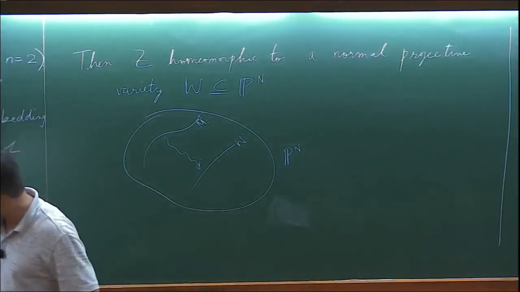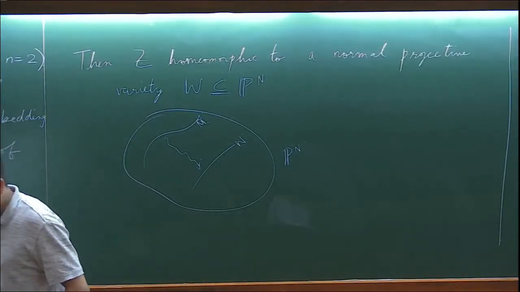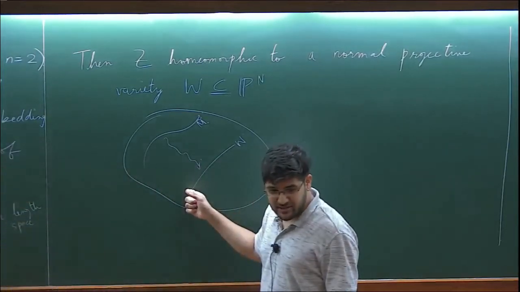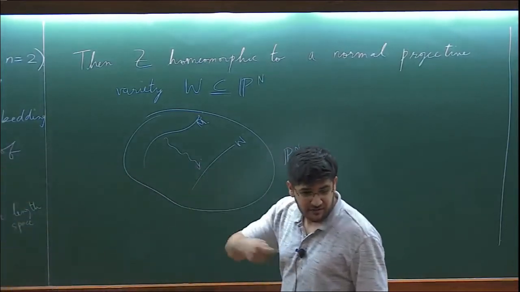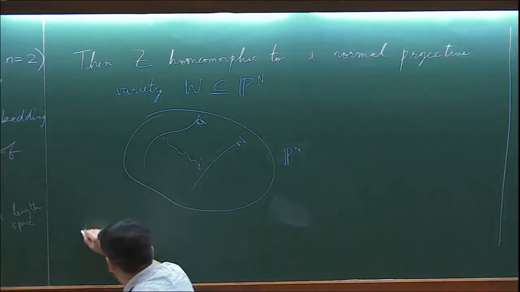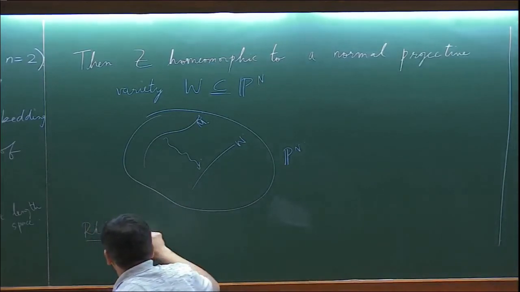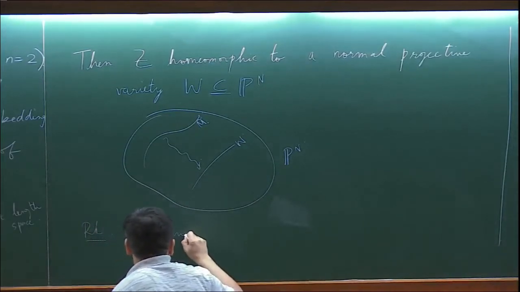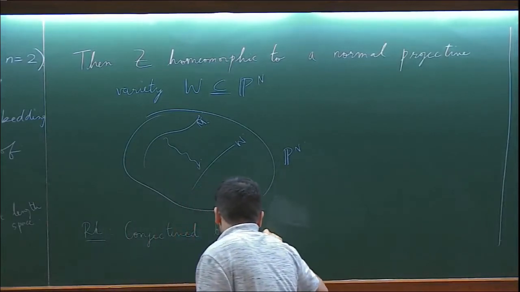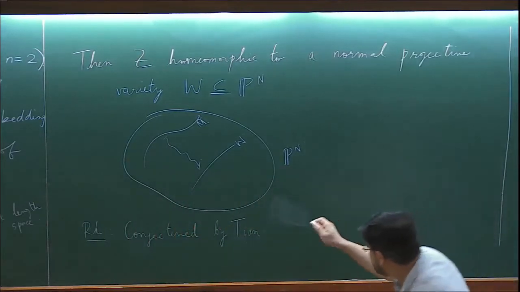So on the one side, you have a purely metric limit. On the other side, you have a purely algebraic limit. And the second part basically identifies these two, right? I should make a remark that all this was conjectured by Tian in the early 90s.